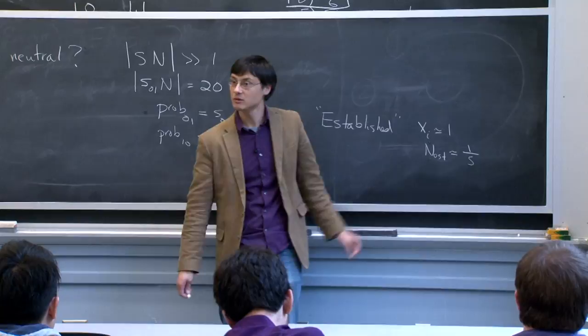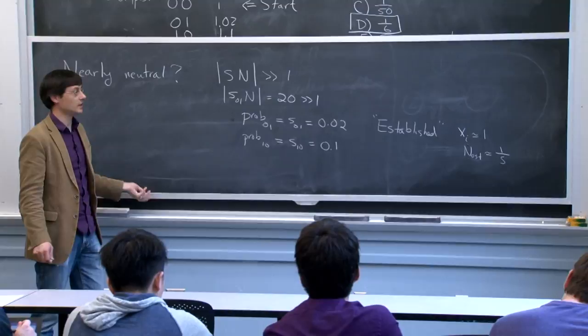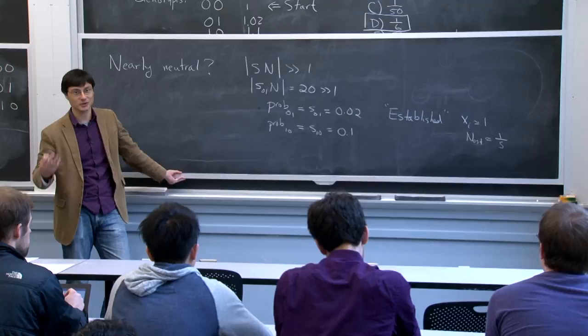Do you guys remember that? This is not important for this question necessarily, but it might be important at a later date. And so for nearly neutral mutations, the whole point is that the number needed to become established is equal to the population. So everything kind of works.